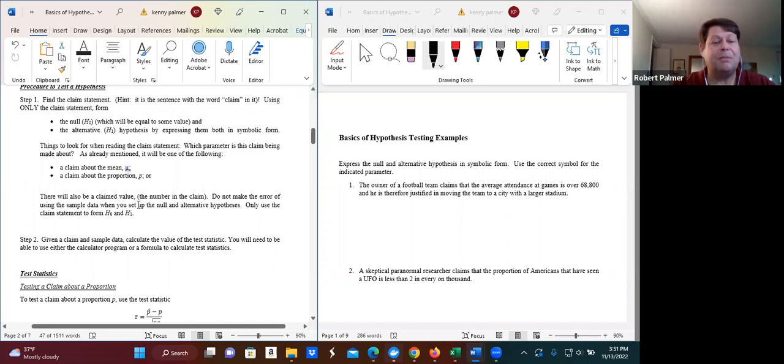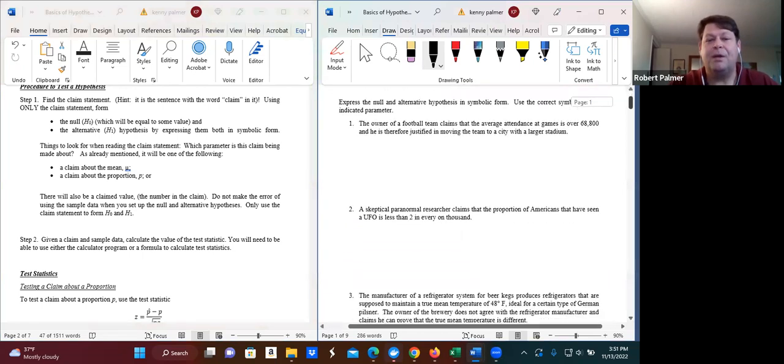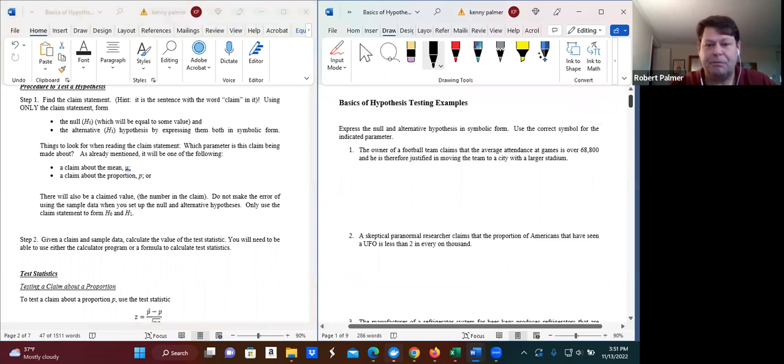Okay, now this is going to be some claimed value. And it says to be careful not to make the error of using the sample data when you set up the alternate hypothesis. We're only making claims about the population parameters themselves, not about the sample. Okay, so let's take a look over on the right at some examples. We'll practice with this idea of creating a null and alternate or research hypothesis. Let's take a look at each one. We want to create these two hypotheses in each case, and then also use the correct values.